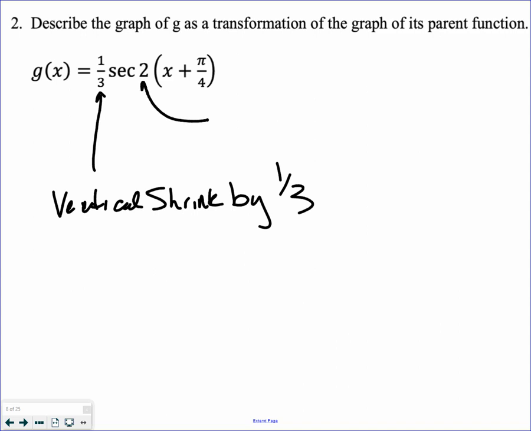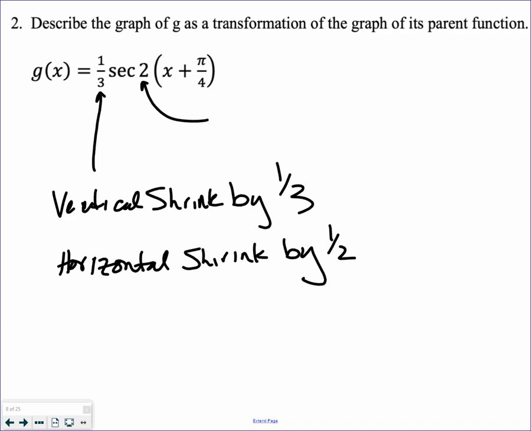Anything that's being multiplied inside, okay, that is a horizontal stretch or shrink. In this case, because of that number, it's the opposite, remember, of what you think. So that is a horizontal shrink by a half. And then this is a translation to the left, pi over 4.